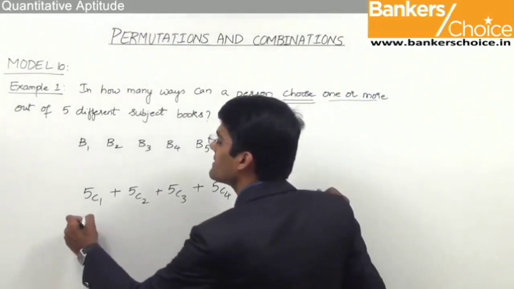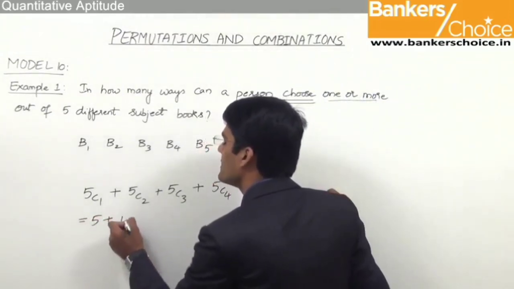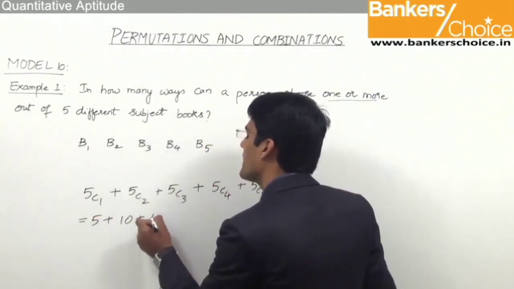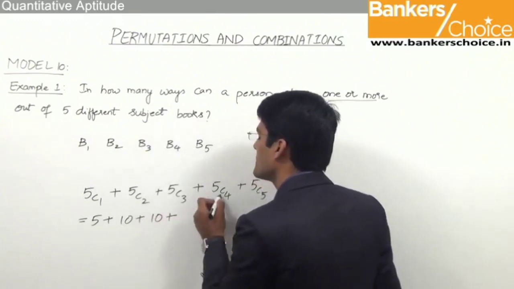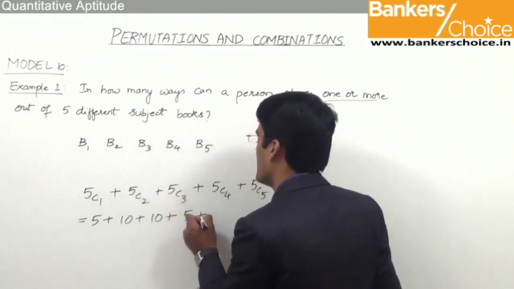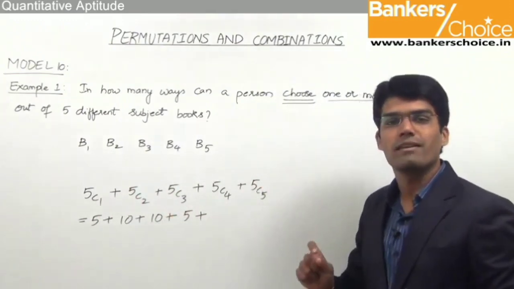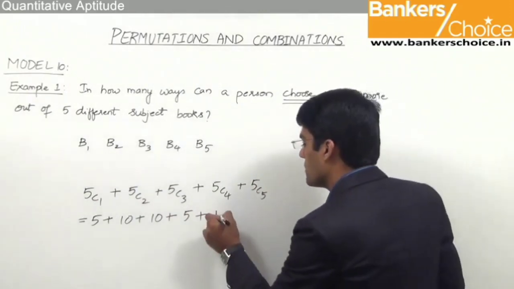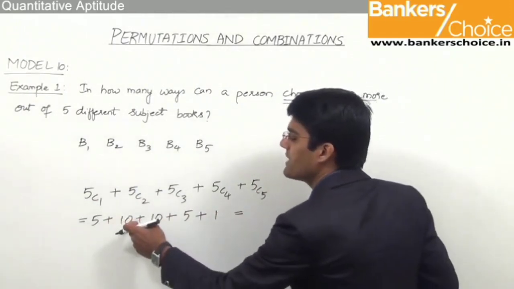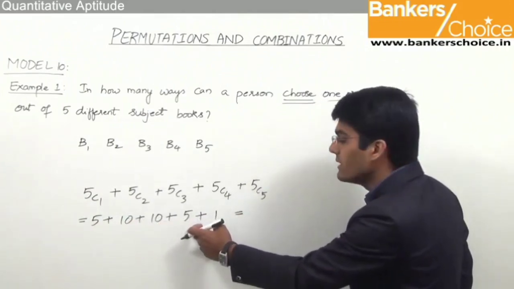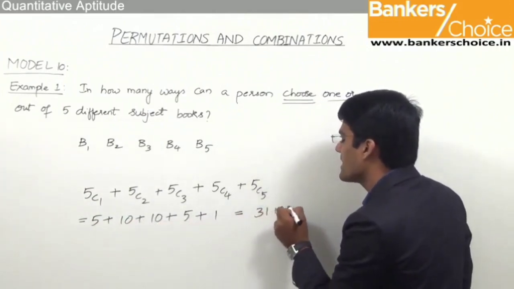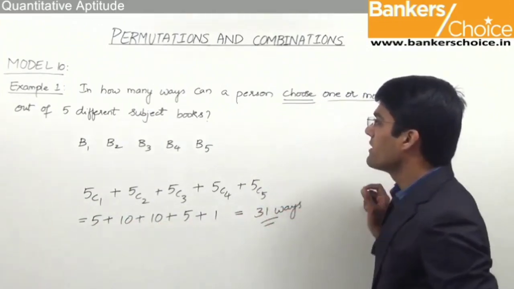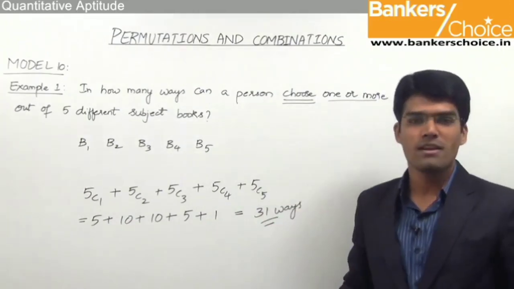Now 5C1 is equal to 5, 5C2 is 10, 5C3 will again be equal to 10, 5C4 is nothing but 5C1, which is 5, and 5C5 we know is equal to 1. Why? Because nCr is equal to 1 when r is equal to n. So this is equal to 1. So totally we get 5 plus 10 is 15, plus 10 is 25, plus 5 is 30, plus 1 is 31 ways. That means there are 31 ways in which a student can select one or more out of 5 different subject books.